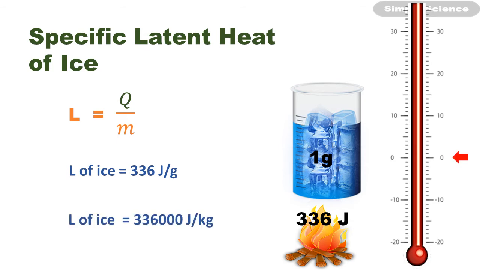Now the specific latent heat of ice in kg is 336,000. That means 336 into 1000 joule per kg. What does it mean? It means 1 kg of ice will require 336 into 10 to the power 3, or 336 into 1000 joules of heat energy for melting at a constant temperature. So I hope you have understood the meaning of specific latent heat.